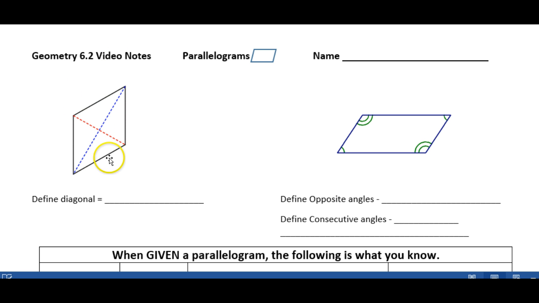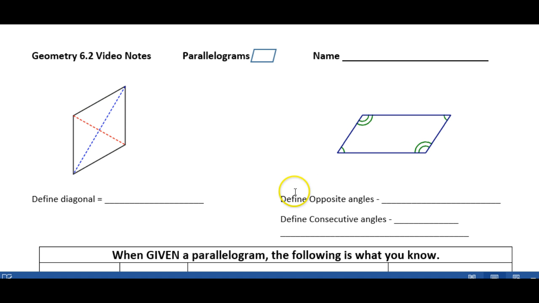In this bigger parallelogram here, we first have these red and blue dotted lines. So these are just called diagonals. So the diagonal is connecting opposite corners or opposite vertices of a parallelogram. So the blue one and the red one are both diagonals.